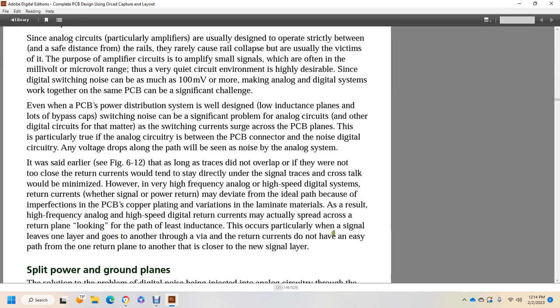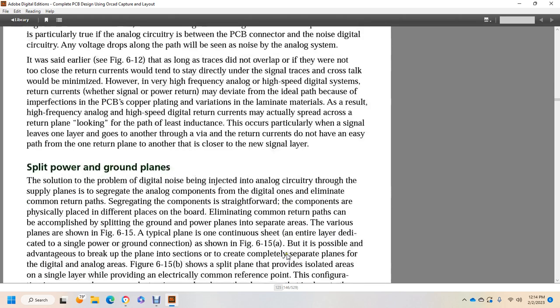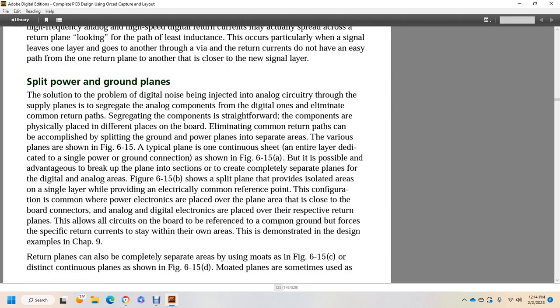Through a via, the return currents exist easily with the path of one return plane and another closer to the new signal layer. Split power and ground plane. The solution to the problem of digital noise being injected into the analog circuit through the supply plane is to segregate the analog components from the digital ones and eliminate the common return path.